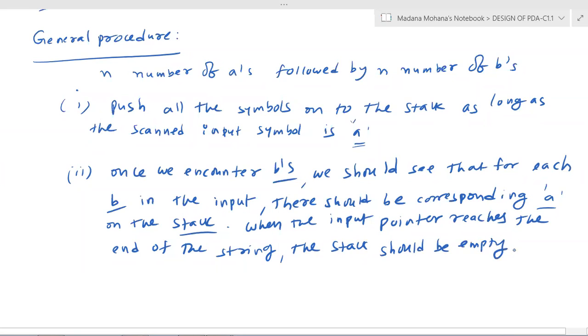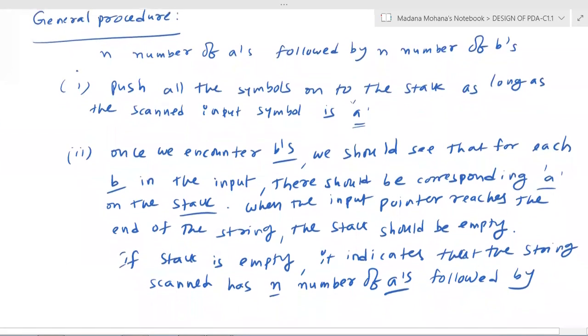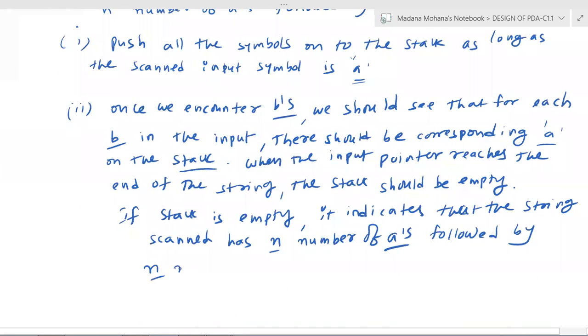The stack should be empty. So if stack is empty, it indicates that the string scanned from the input has n number of A's, followed by n number of B's.